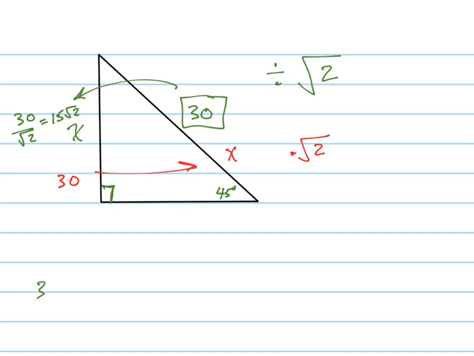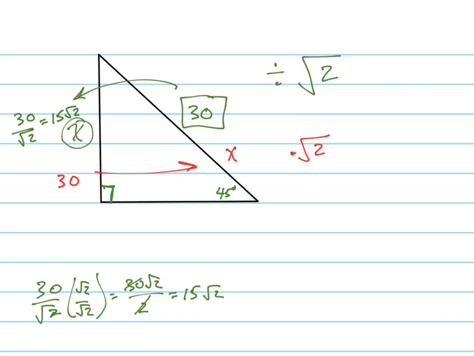See what I did there? Let me do the work down here for you. I'm multiplying by root 2 over root 2. And that just equals 30 root 2 over 2. And then the 2 and the 30 can cancel, and it gives me 15 root 2. Now let's check our answer.